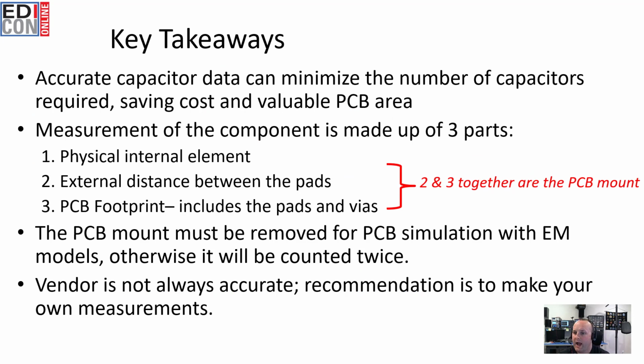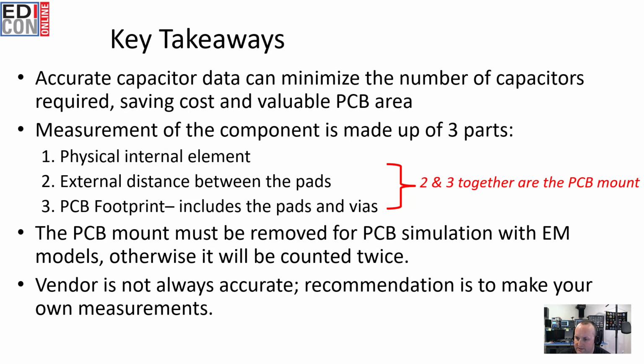In summary, by having accurate capacitor data, we can minimize the number of capacitors in a design to save costs and valuable printed circuit board area. The measurement of a component is made up of three parts: the physical internal element, the external distance between the pads, and the PCB footprint, where the PCB footprint and the physical distance between the pads are what make up the PCB mount. If we include the mount in the model also, then we will include it twice. The mount must be removed for PCB simulation because EM simulators will automatically include it.